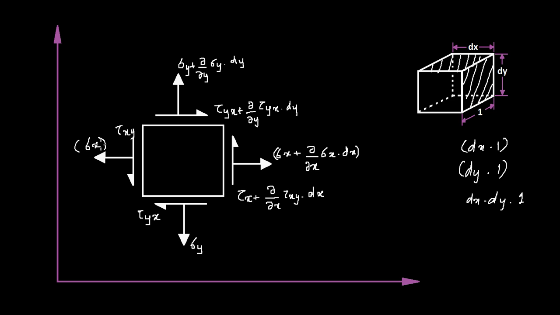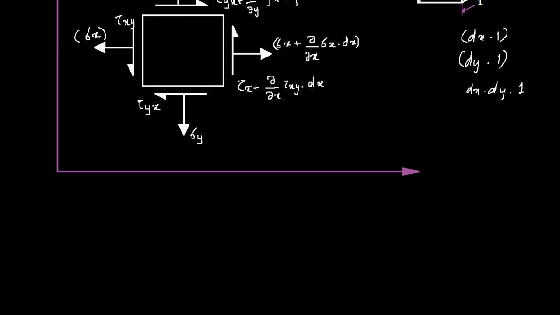Now for equilibrium, you should have the force corresponding to this stress plus the force corresponding to this stress plus the force corresponding to this stress plus the force corresponding to this stress should be equal to 0, because those are the forces acting along x direction. So this force plus this force plus this force plus this force should be equal to 0. Let's try if we can write that equation there.